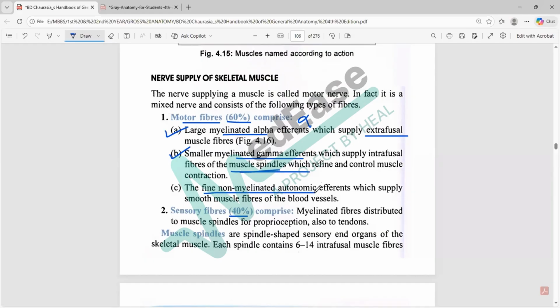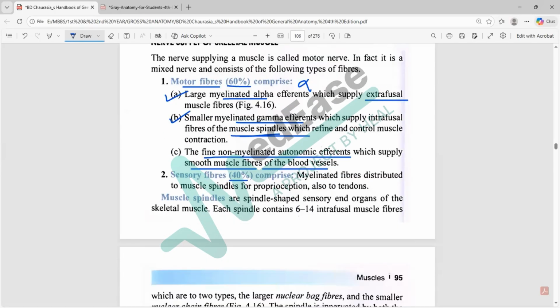When we talk about the non-myelinated autonomic nerve fibers, these will be mainly supplying the smooth muscle fibers, accompanied by the blood vessels mainly. And the sensory fibers are about 40% of the total. The muscle spindles are spindle-shaped sensory end organs of the skeletal muscles mainly.